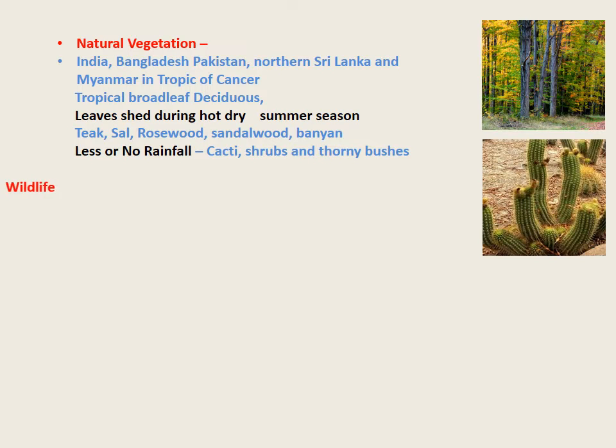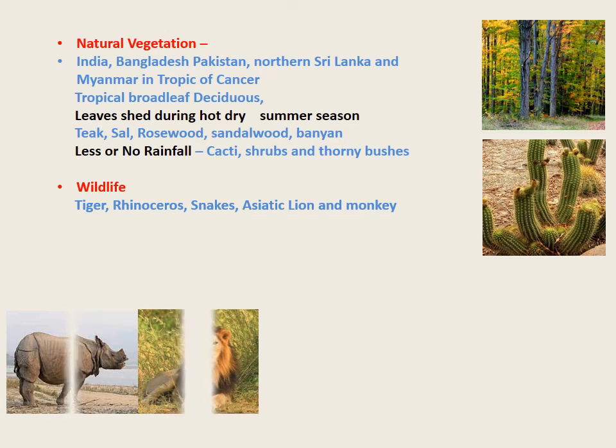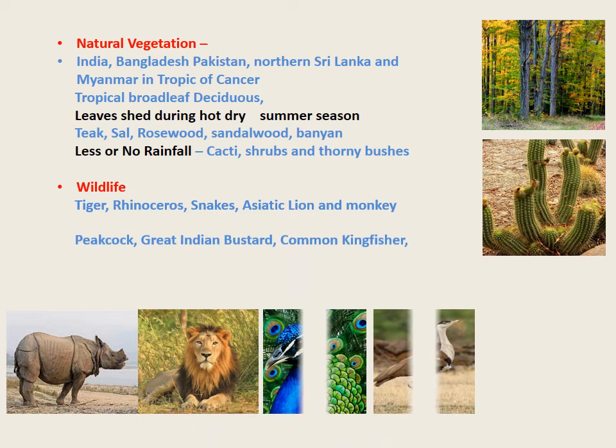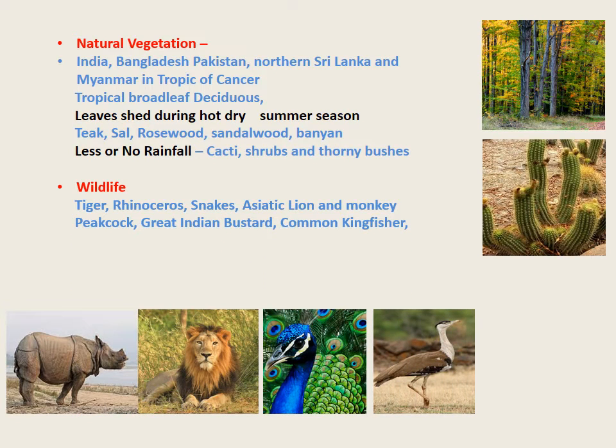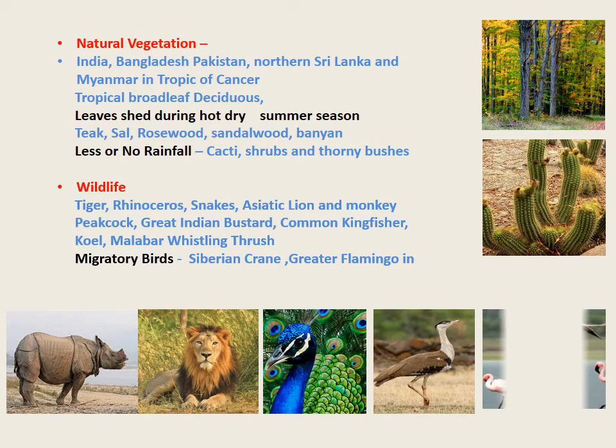Wildlife. Animals such as elephant, leopard, the tiger, rhinoceros, the snake, the Asiatic lion, and the monkey can be found in these regions. Birds like peacock, great Indian bustard, common kingfisher, the quail, Malabar whistling thrush are native to this region. Several migratory birds like Siberian crane and greater flamingo also visit the wetlands of South Asia.